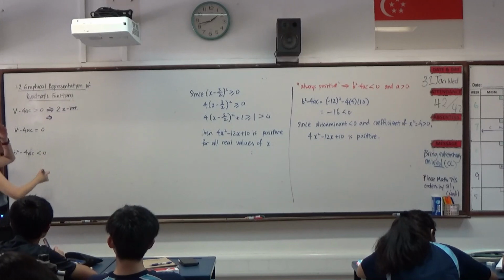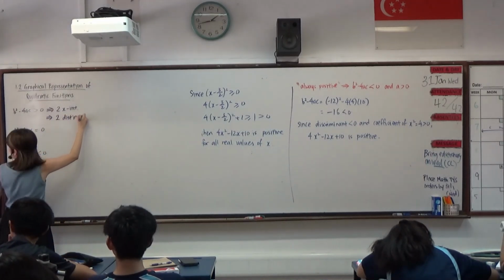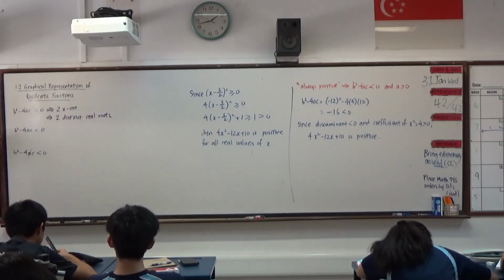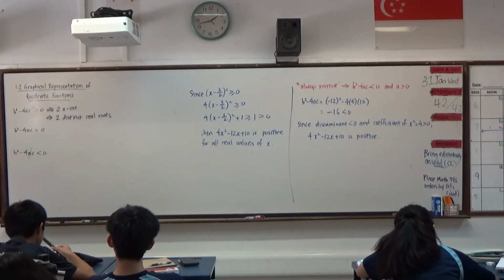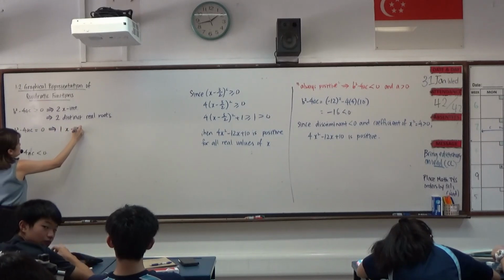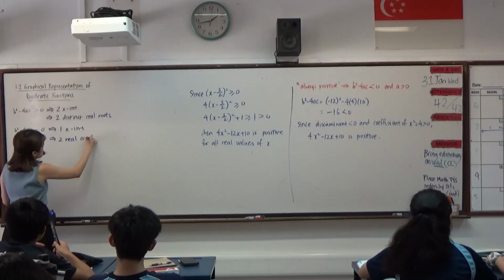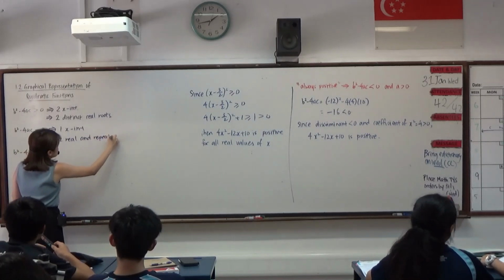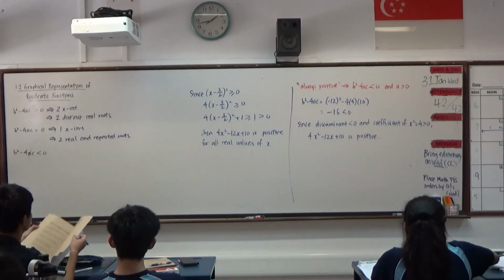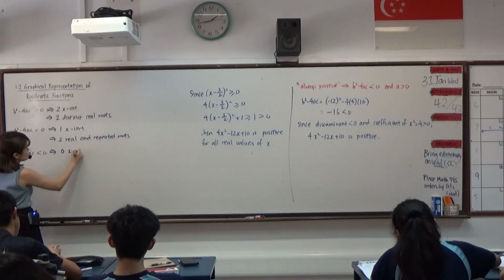Then we can say that there are two distinct real roots. And then discriminant equals 0. How many x-intercepts are there? 1. And we say that there are two real and repeated roots. And then discriminant less than 0 implies how many x-intercepts? 0. We just discussed that.